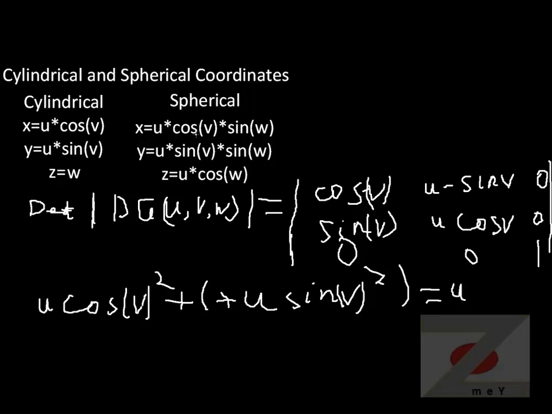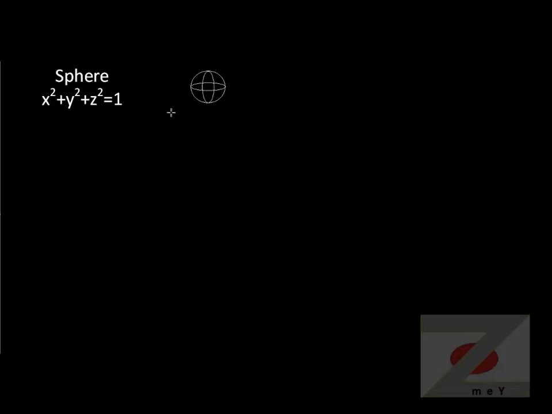If you take the determinant for spherical coordinates, what you end up with is, in this case, u squared sine v. Typically, how you actually see it is r squared sine theta or sine phi, depending on which version of spherical coordinates you use. Now I want to finish up this example with a sphere. So let's take the sphere x squared plus y squared plus z squared equals 1.